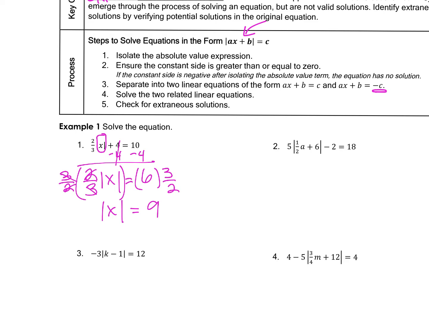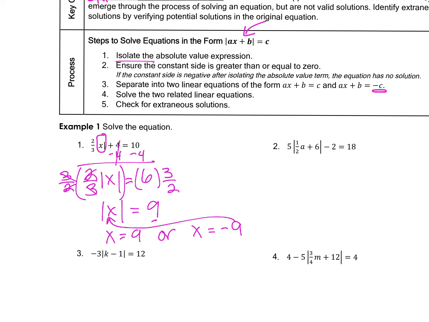Okay, so now after we've isolated the absolute value, make sure that this side isn't negative. It's not, it's positive. And then you're separating it into two equations. So I know when I take the absolute value of a number and it equals 9, that number can be 9 or that number can be negative 9. Because if I plug in negative 9 right here, absolute value of that is positive 9. So I have two solutions here. So 9 and negative 9.